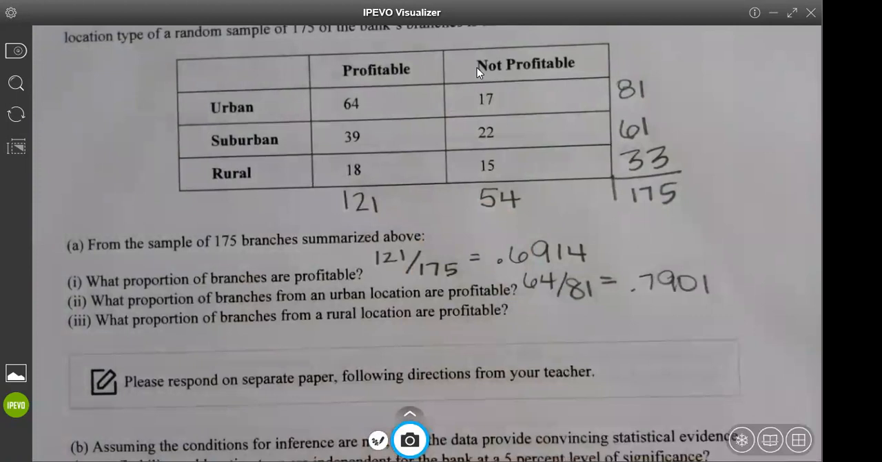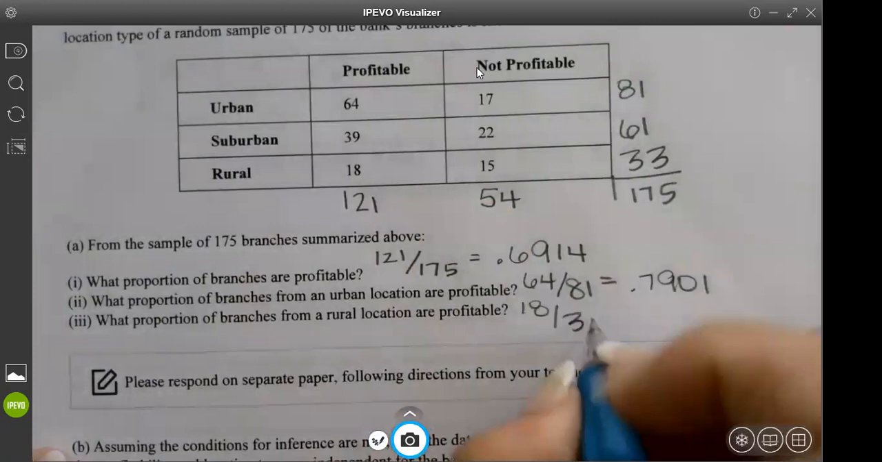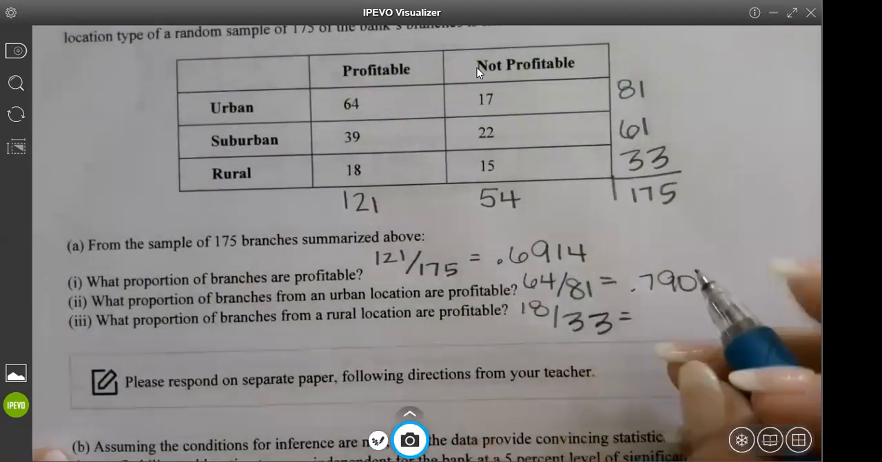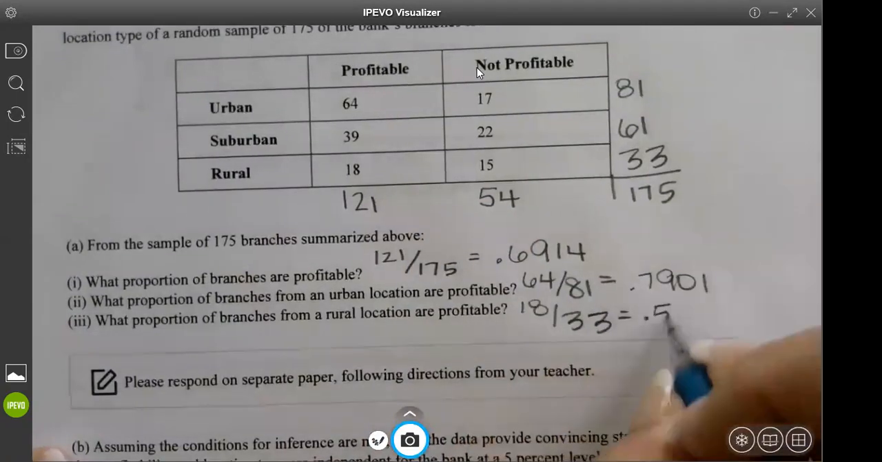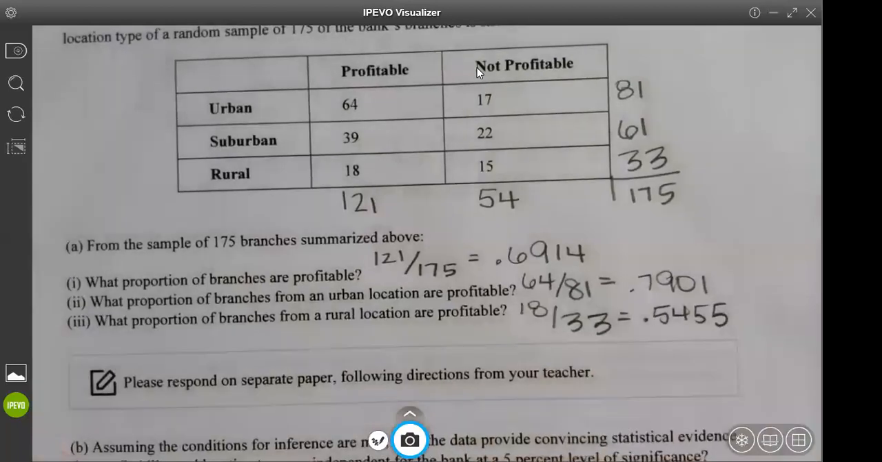So how would I set up the next one? The proportion of branches from a rural location that are profitable. 18 out of 33, which gives you 0.5455. Any questions? That's it. Super simple.